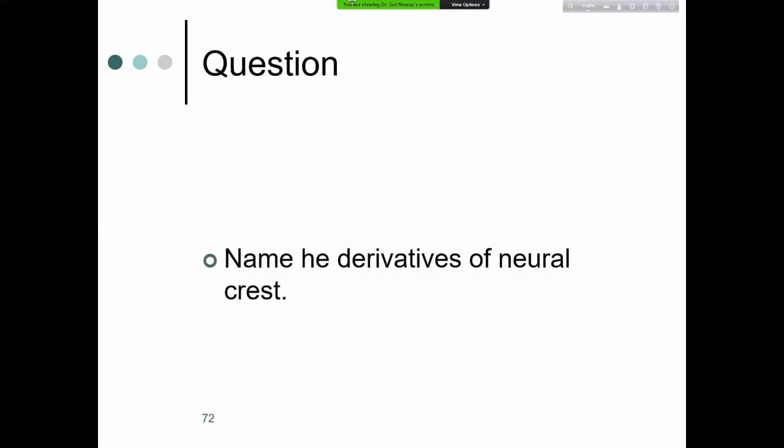So question, name the derivatives of neural crest. If you see Langman, there are the derivatives. They have given a table in tabulated form. They have written the derivatives of neural crest. There are most probably 15 derivatives. You can go through them because it comes in MCQ, it comes in SAQ. So name the derivatives of neural crest.